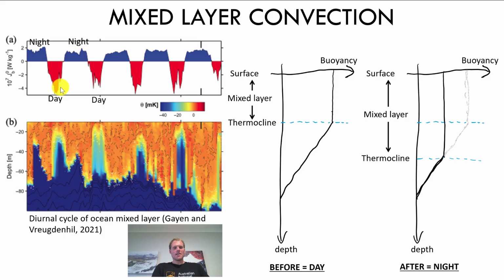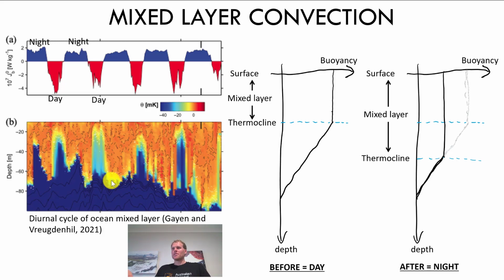And what you can see is that each nighttime, where you get this strong cooling triggered, you get this deepening of the mixed layer due to convection. It re-stratifies during the day due to solar heating, and then you come to nighttime again, and you get this rapid deepening of the mixed layer. So this is a great example of mixed layer convection happening in the real ocean.